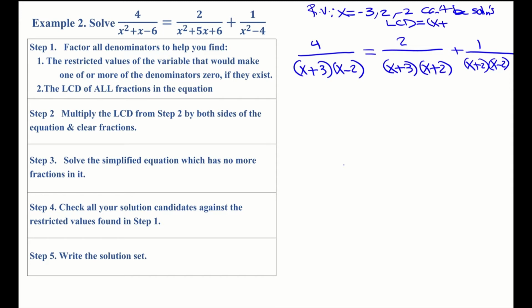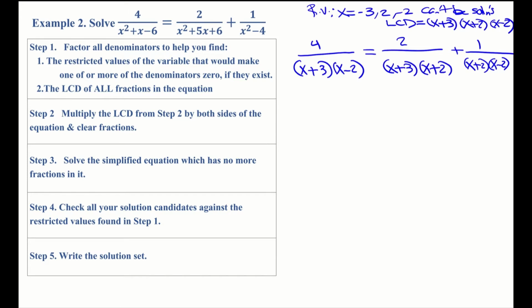Quantity x plus 3 times quantity x plus 2 times quantity x minus 2. Okay, so that's our LCD. So we're going to go ahead and multiply it on both sides. And remember, because the right side has more than one term, when you multiply the LCD by it, it has to be distributed. So we're going to see it basically multiplied by each of the 3 terms that we see because of the distribution.